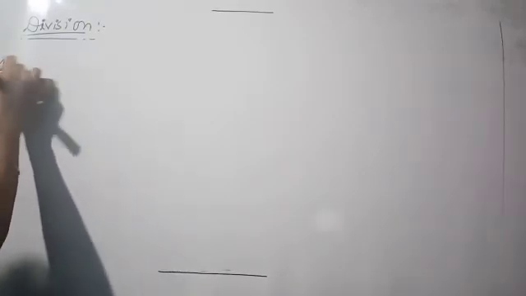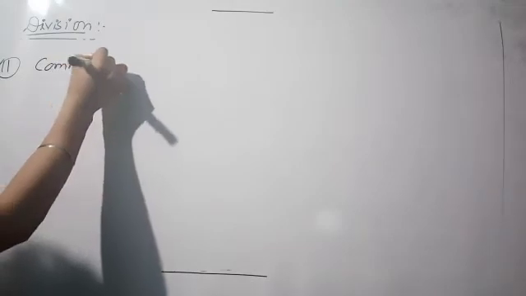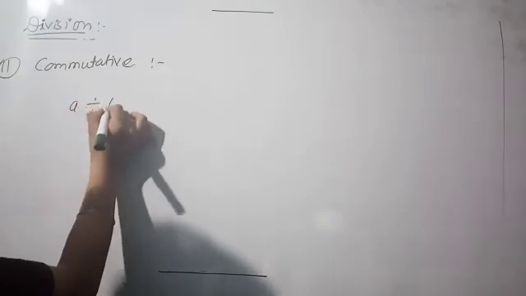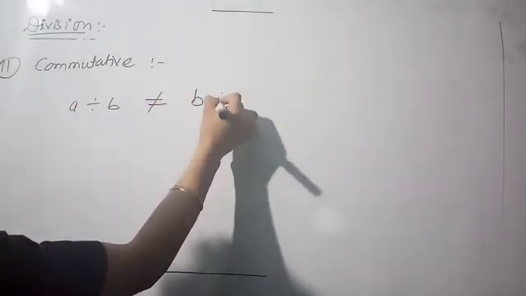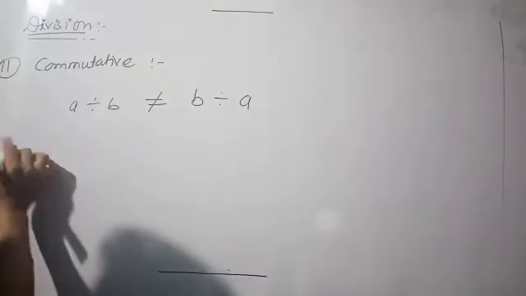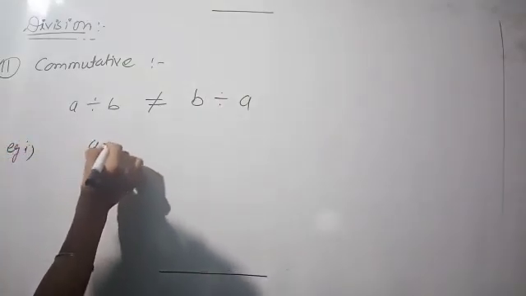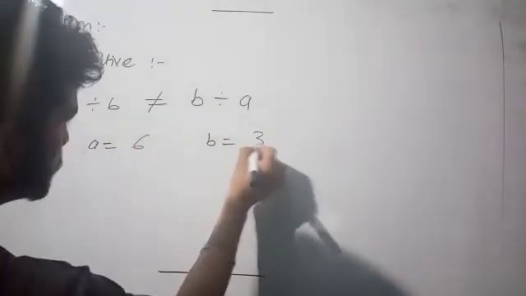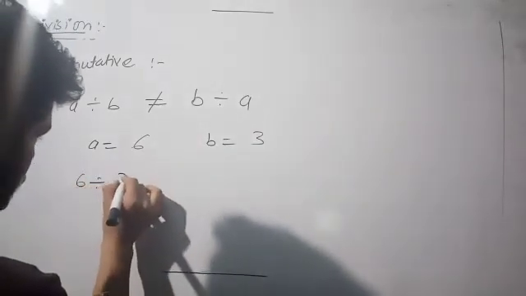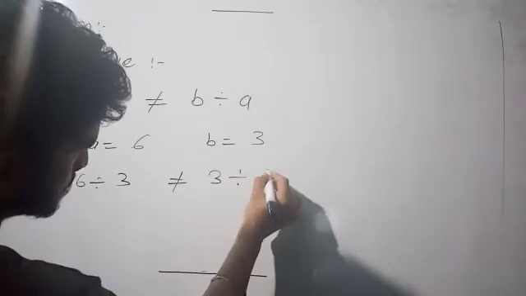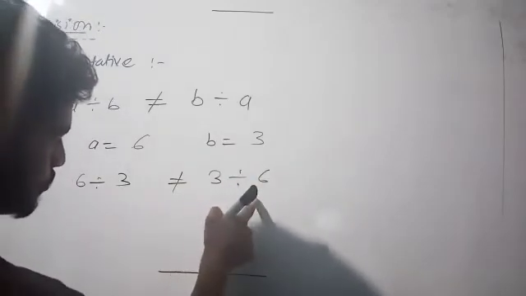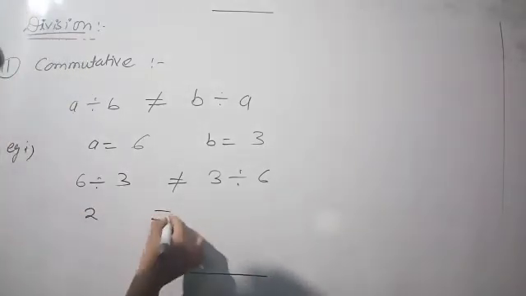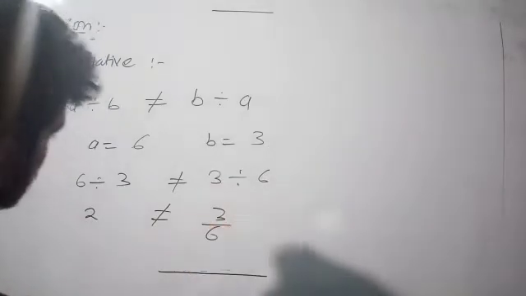Second one is the commutative property. In commutative property in division, if you have two numbers, a divided by b does not equal b divided by a. For example, a equal to 6 and b equal to 3. So 6 divided by 3 is not equal to 3 divided by 6. Why? Because 3 by 6 is not a whole number, but 6 by 3 is a whole number, that is 2. So 2 is not equal to 3 by 6, which is not a whole number.